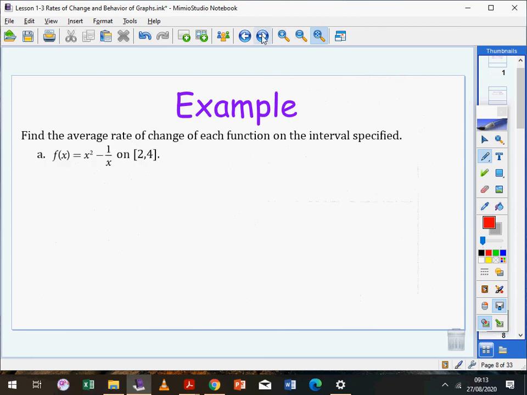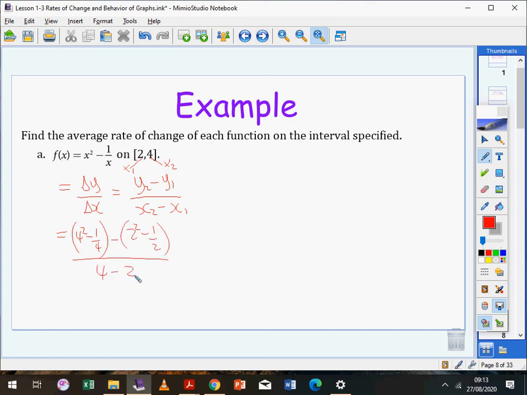Average rate of change of this function, if I just substitute my values in the formula, delta y out of delta x, y2 minus y1. Delta means change, so don't be wondering what I mean by delta. So if I substitute, this is x2, this is x1: 4 squared minus 1 out of 4, subtract 2 squared minus 1 out of 2, divide that by 4 minus 2. You can go ahead and simplify this because you're pro at algebra. That gives you, I think, a positive answer, which tells you that the function is increasing over that specified interval.